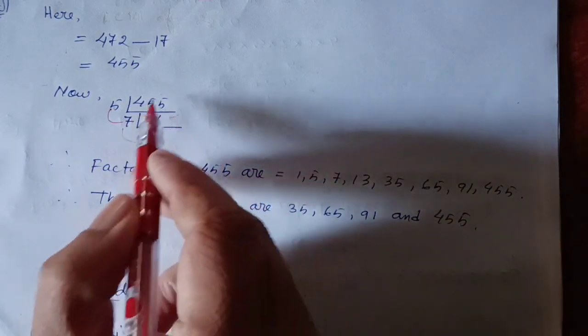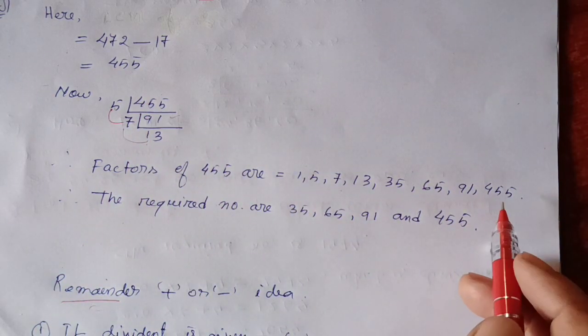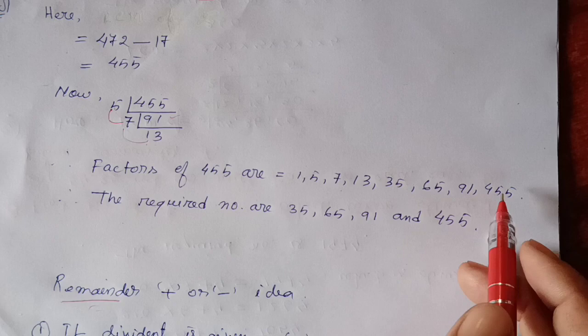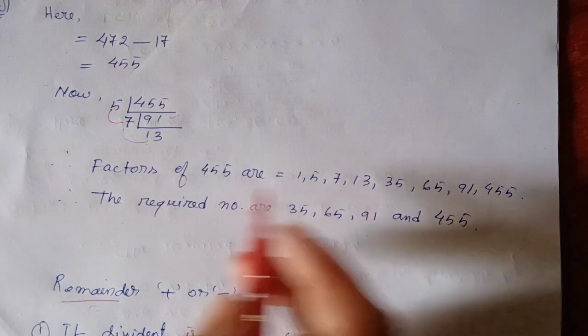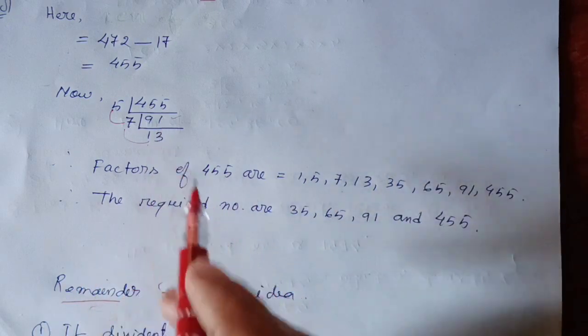So after we write 91, the only remaining number is 455. The number 455 itself is a factor of 455. So these are the factors of 455.